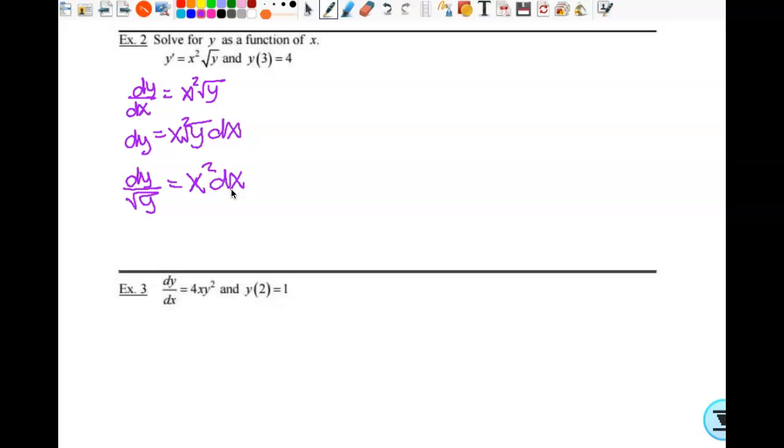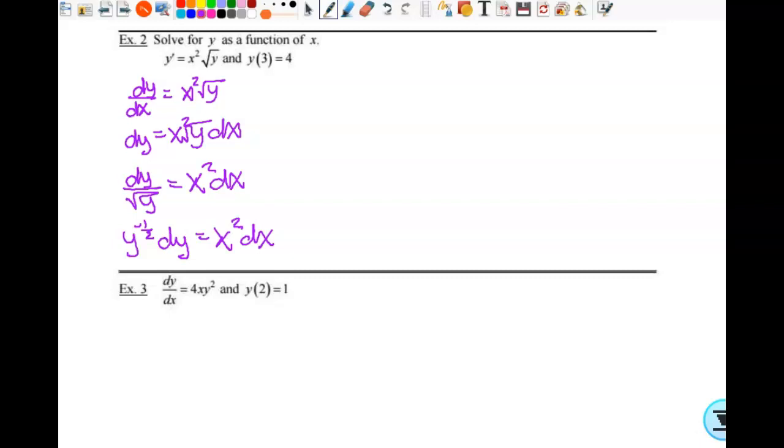Now, I think I would like to change this to y to the negative 1/2 times dy, and that equals x squared dx. Everybody with me on why I did what I did? Okay. So I've cleaned it up a little bit. I have my y's and my x's separated. I could go all the way to solve for y at this point, but I need to integrate first, but we'll talk about that. So I need to integrate at this point.